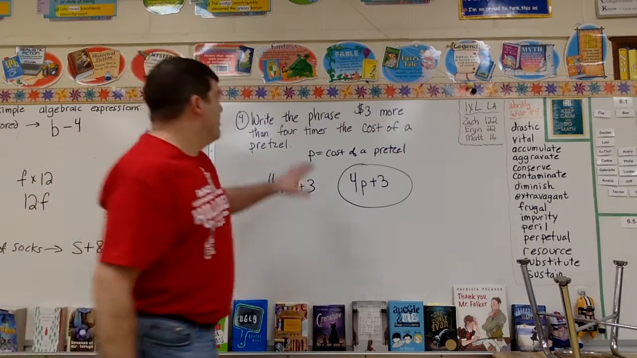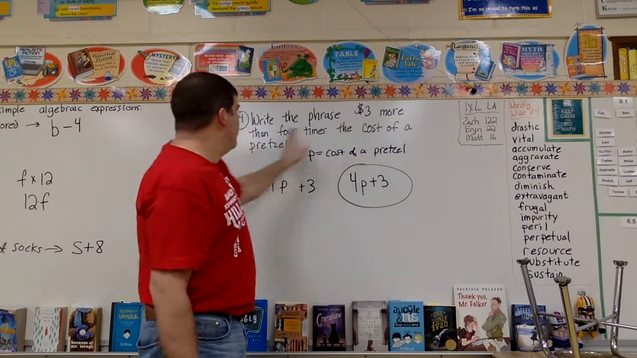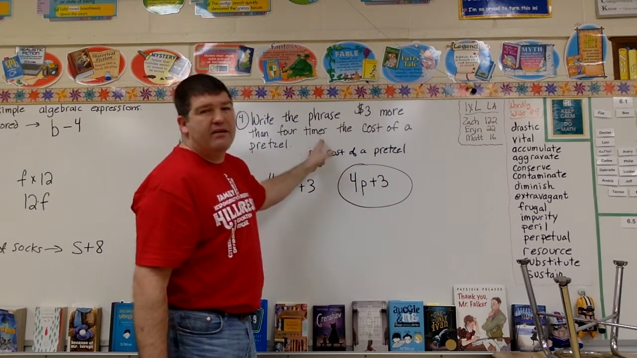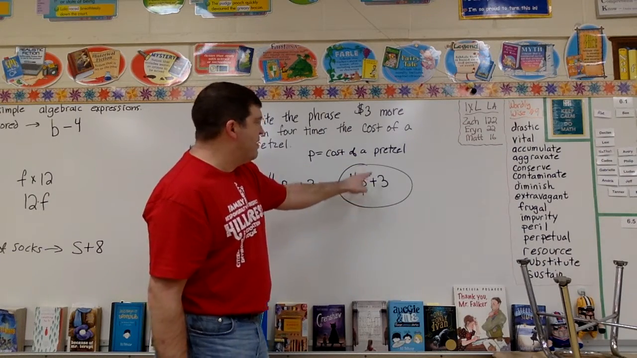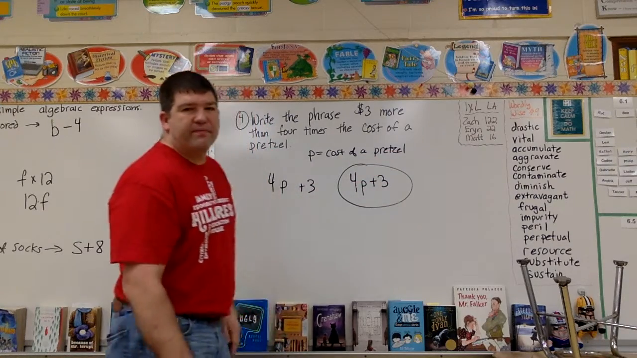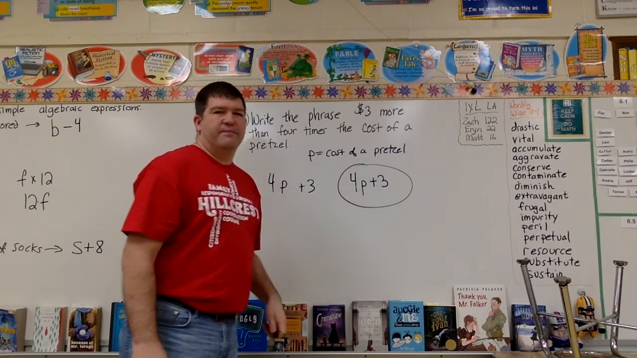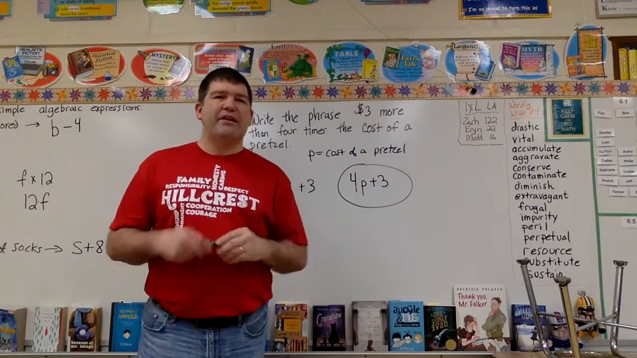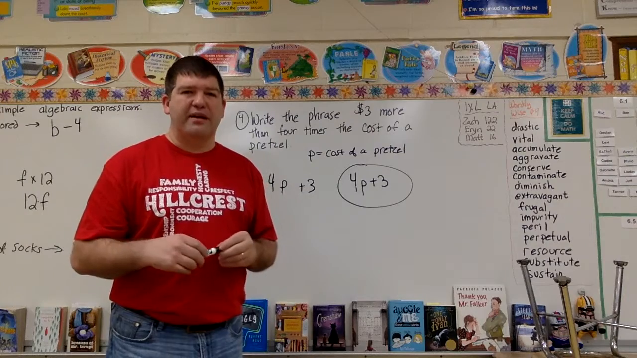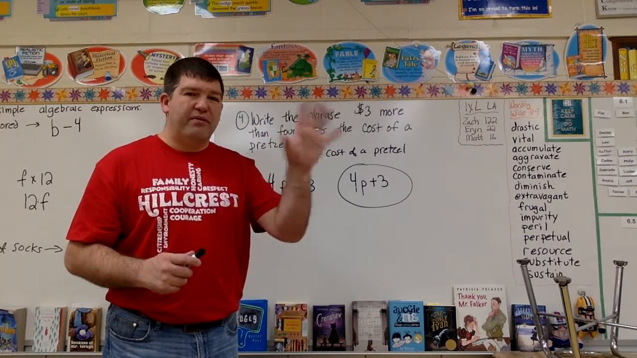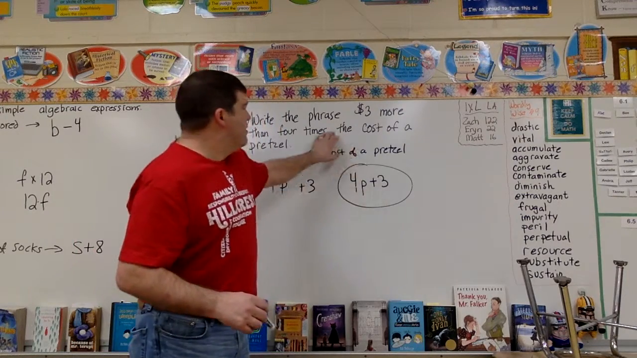But let's go back. Write the phrase 3 more. Is this 3 more? Yep. 3 more than 4 times the cost of a pretzel. Here's the cost of a pretzel times 4. 4 times the cost of a pretzel and 3 more. All right? So this is 2 steps. You have a multiplication here and an addition here. Go ahead and read these carefully. Take little bits of it, put it into an algebraic expression, and then reread the original phrase to make sure you have what you need.